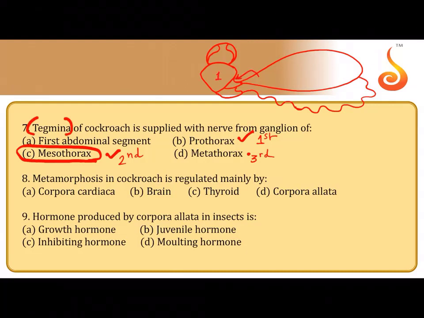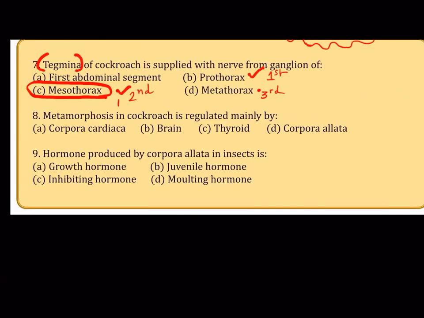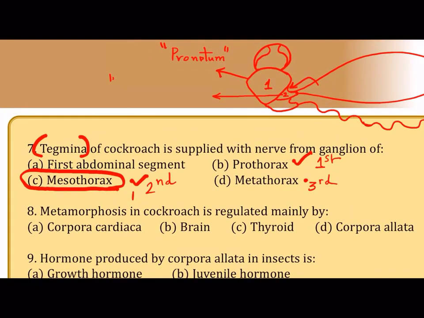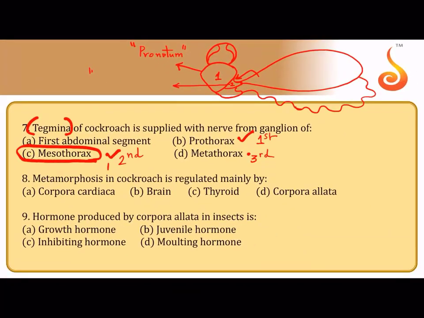So which is the second thoracic? This is the first thoracic segment hidden by this triangular structure. Do you recall what this triangular structure is called? It is called pronotum. It is a chitinous shield, a chitinous plate. Then this is the second thoracic segment. What is the name given to the second thoracic segment? It is called mesothorax. And this is the third thoracic segment. This is called metathorax.